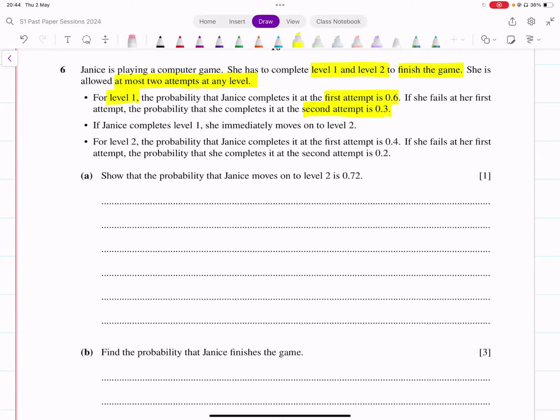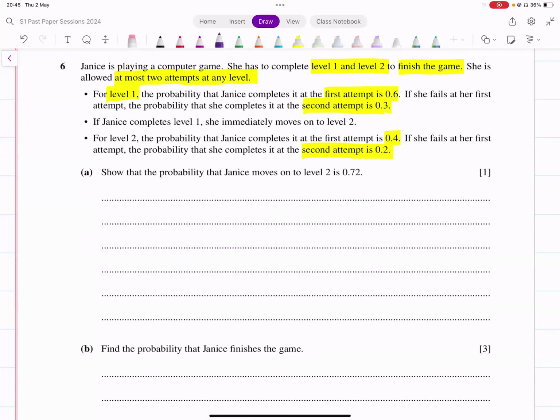For level 2, the probability that she completes it at the first attempt is 0.4. If she fails at her first attempt, the probability that she completes it at the second attempt is 0.2. Show that the probability that she moves on to level 2 is 0.72. Now, how can she move on to the second level? She either completes the first level in the first attempt. What's the probability for that? 0.6.